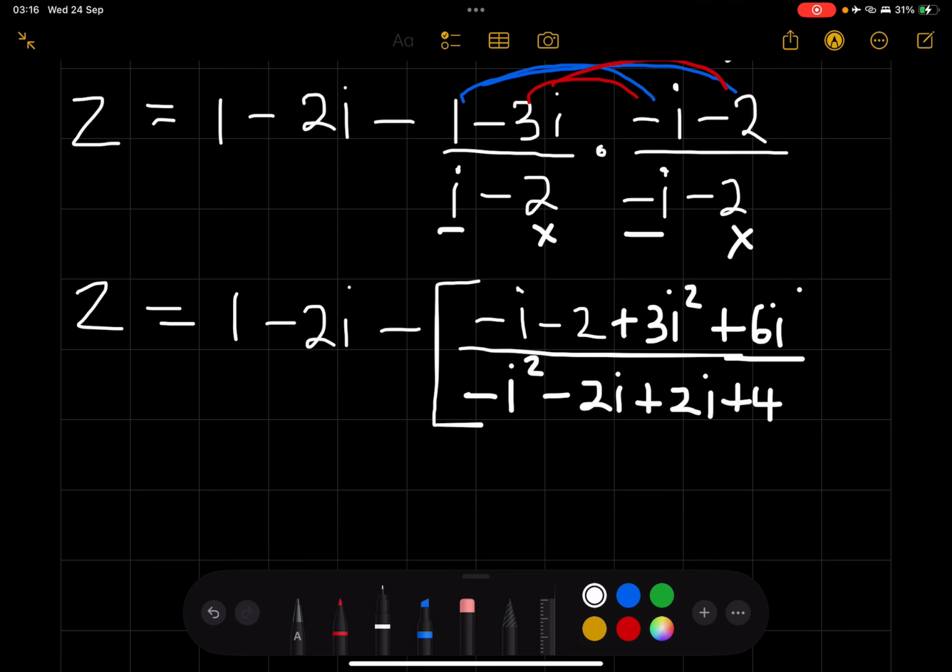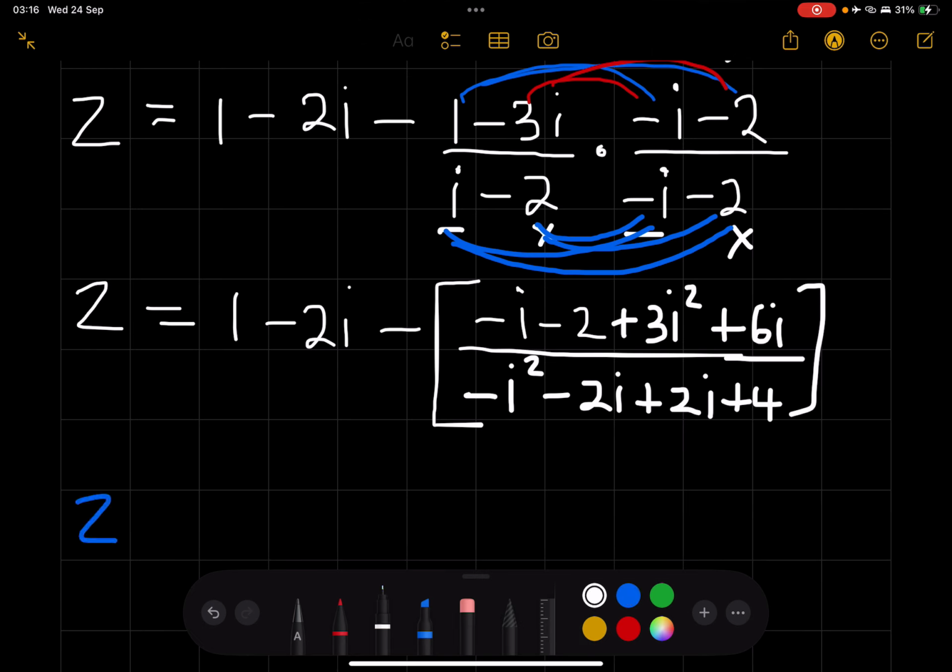You can see, ladies and gents, that this times that gave me minus i squared. This times that gave me minus 2i. This times that gave me plus 2i. This times that gave me plus 4. All right. Now let's keep on simplifying this.